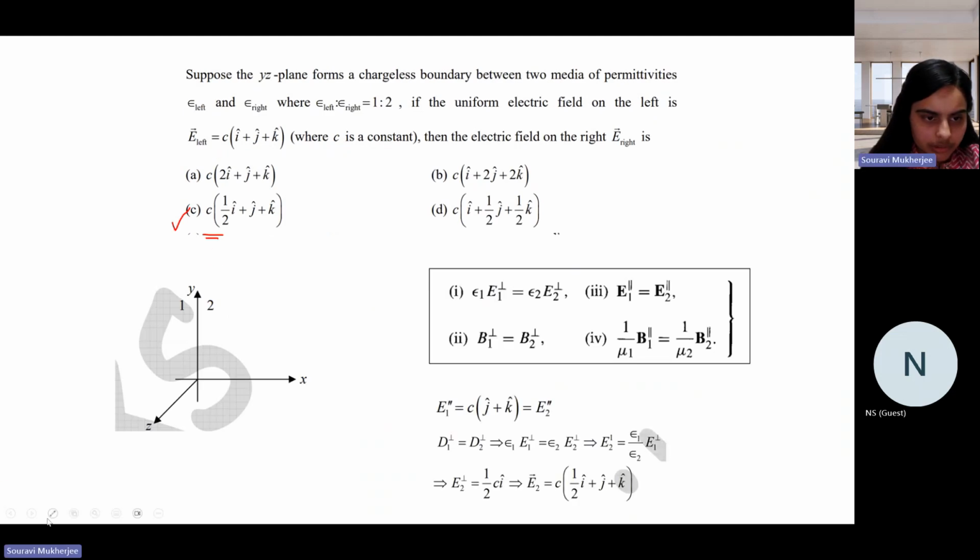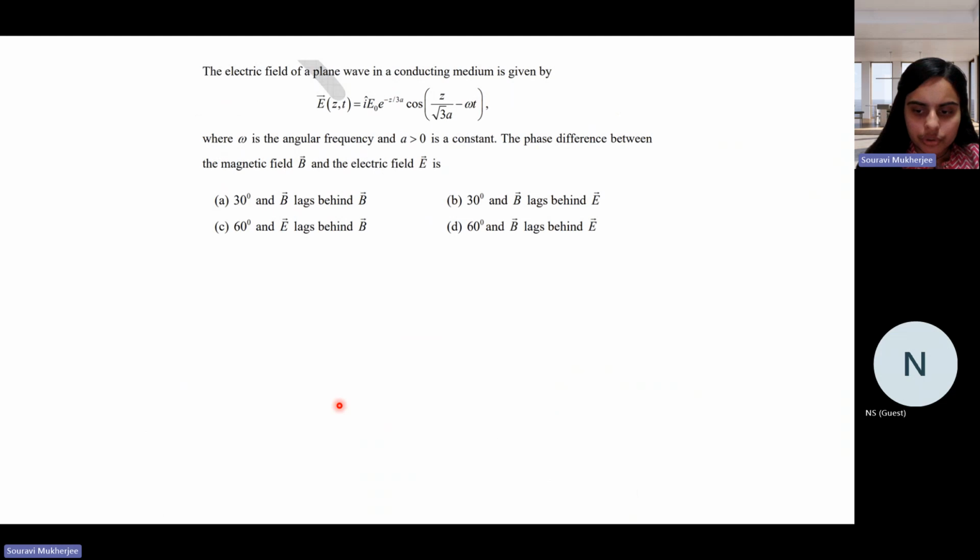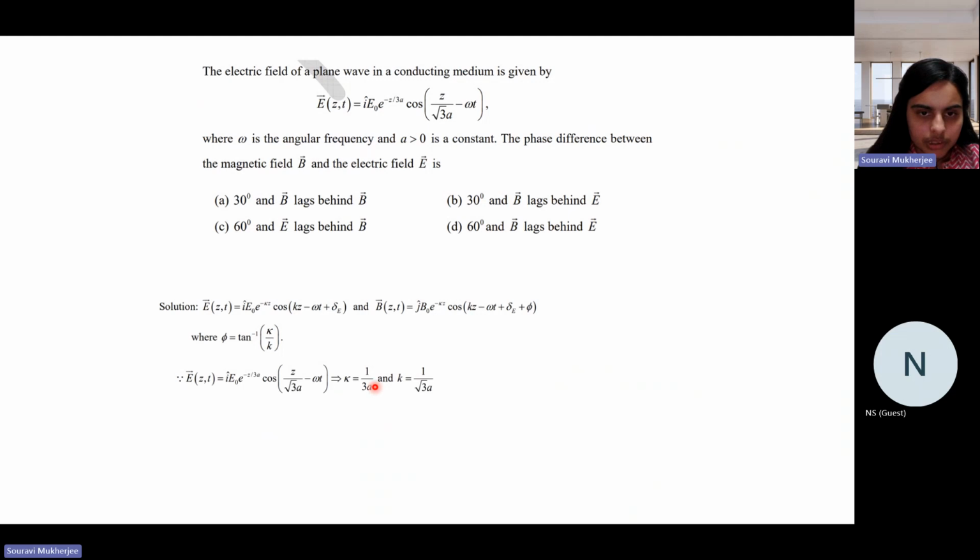Okay, one second. I need to remove this. So you do the following. Here, this is your imaginary part, this is your real part. So what is the ratio of that? Tan inverse of that ratio gives you phi. So your phi is 30 degrees, right? And we know that B lags behind E, right? So the answer should be this, right?